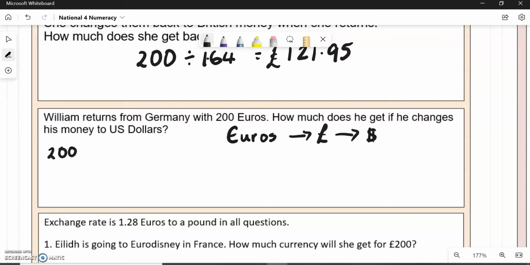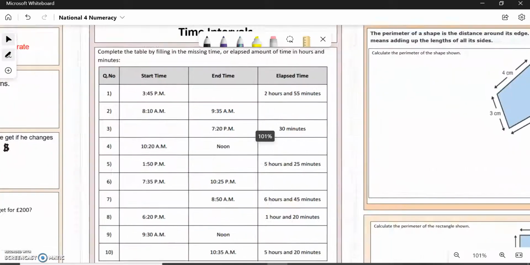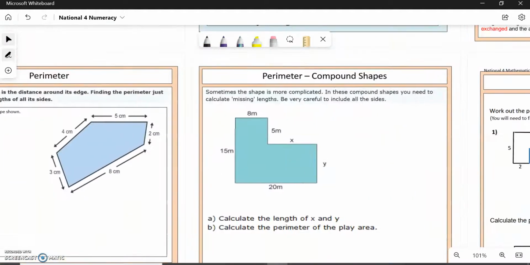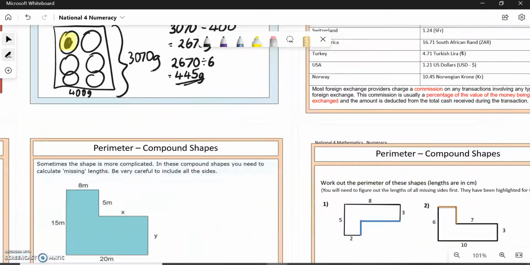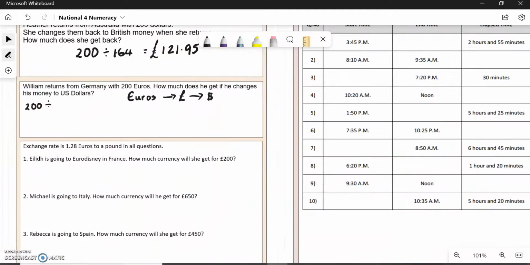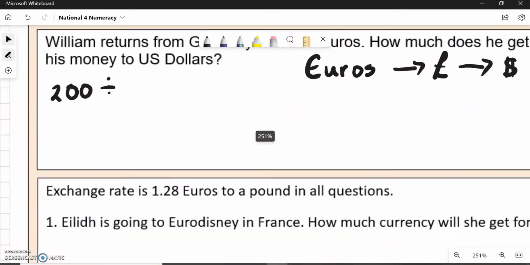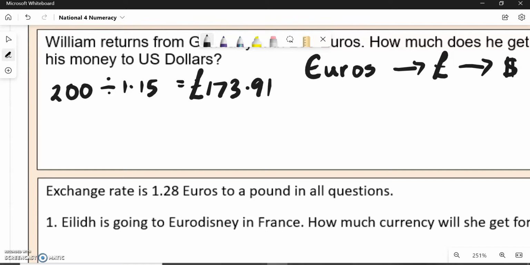So we're going to do our 200 and we're going to divide because we're going to pounds. So when we go to pounds, we divide, and it is from euros. So we go across to our table. Euros is 1.15. So if we divide by 1.15, 200 divided by 1.15 is £173 and 91 pence. I've rounded that to 2 decimal places. So we're now at pounds.